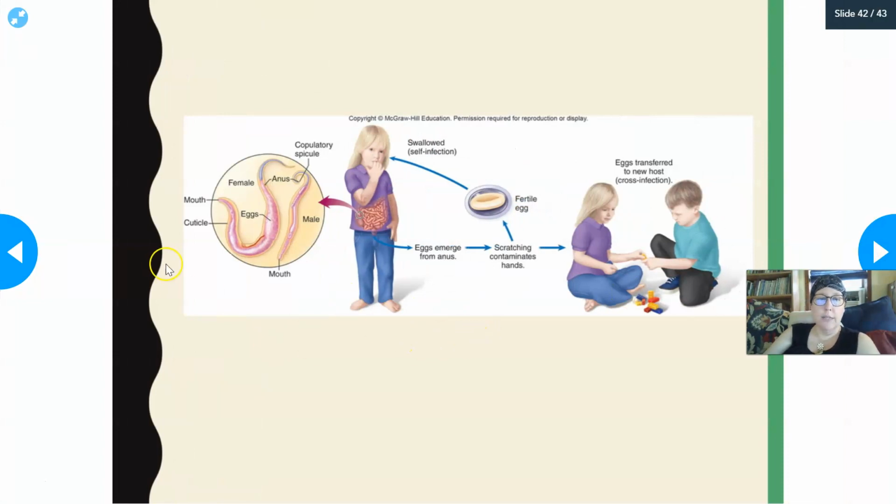So, again, you have the male and female worm mate, and then the female is going to go lay her eggs. And the little eggs emerge from the anus. It causes itching. And so the kiddo will itch their butt, and then they will reinfect themselves unless you catch them and make them wash their hands and, you know, take them to be treated and stuff like that. And so a lot of times it takes treatment over time, and it may even take more than one treatment.